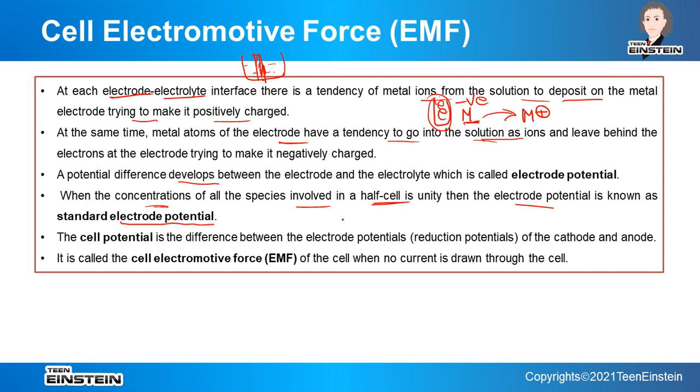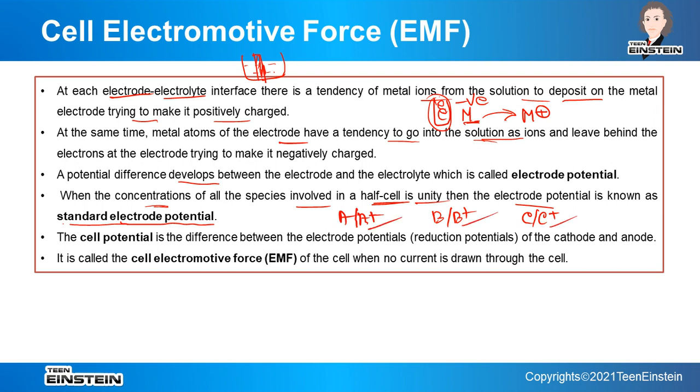Suppose A is converted to A plus. This is one system. B is converted to B plus. C is converted to C plus. So there are several systems. If we have not fixed the concentration, how can we compare their electrode potential? So that is why standard electrode potential is important. Here the concentration is fixed, and as electrode potential is dependent on concentration, now we can compare the electrode potential of all these species.